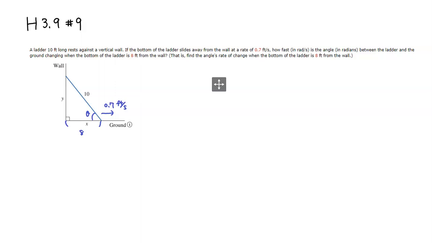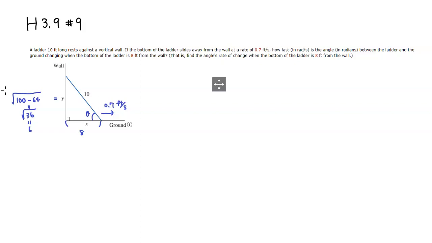So let's go ahead and find y here. When x is equal to 8, y, using the Pythagorean theorem, is the square root of 10 squared, so 100, minus 8 squared, 64. So that's the square root of 36, which is 6. So y is actually 6 when x is equal to 8.